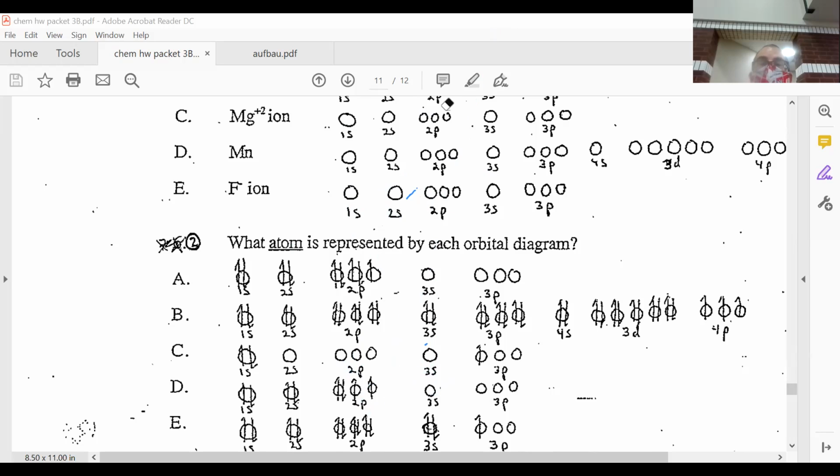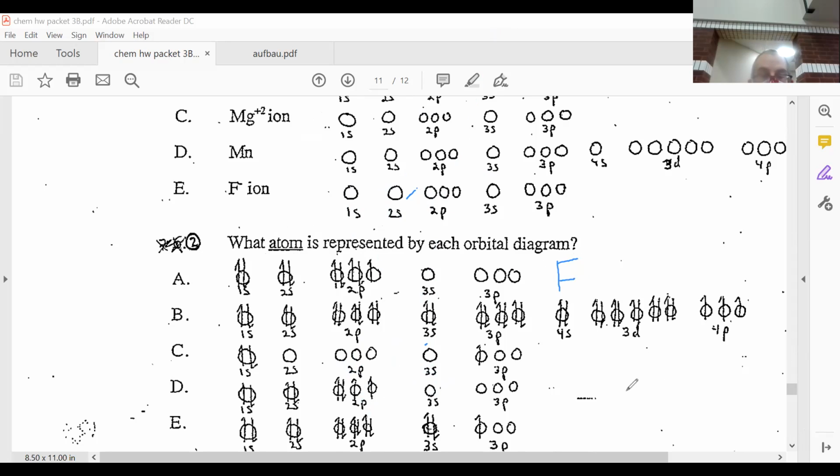Let's answer these questions here. This one, we're just going to count electrons. 1, 2, 3, 4, 5, 6, 7, 8, 9. It says atom, so it's not an ion. What atom has 9 electrons? It is fluorine. So we can get the big F right here.